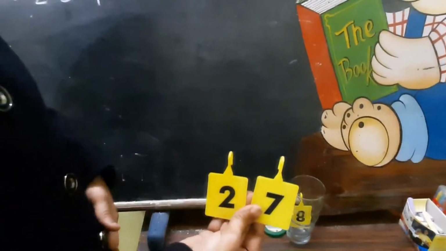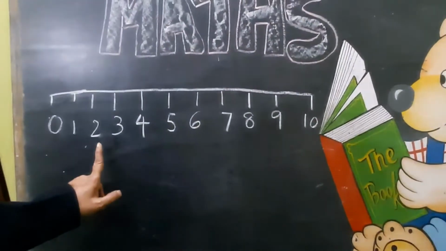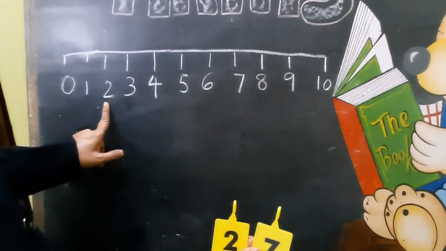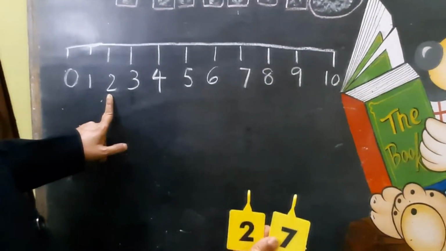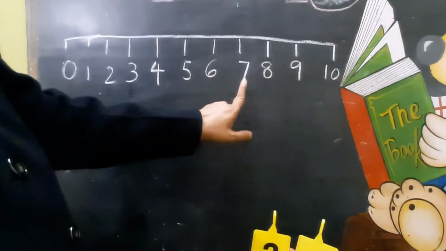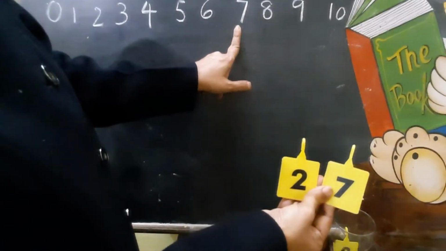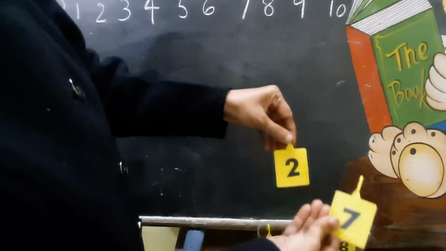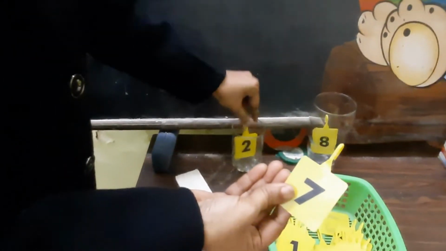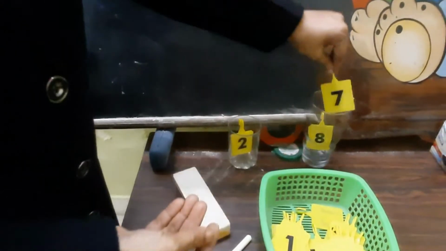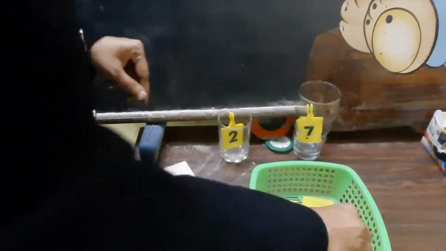2 and 7. 2 comes first. It means 2 is a smaller number and 7 comes after 2, it means 7 is a bigger number. So I put the smaller number here and the bigger number here.